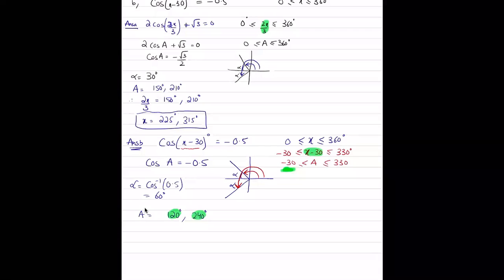If you have locked on saying that there are only two angles for A, then for X also there are going to be only two angles, because A was equal to X minus 30. So one of the values of X is going to be 120 plus 30, that is 150 degrees. And the other value is going to be 240 plus 30, that is 270 degrees. So these are the only two solutions.